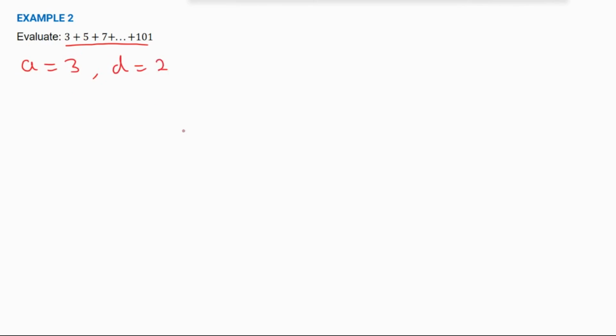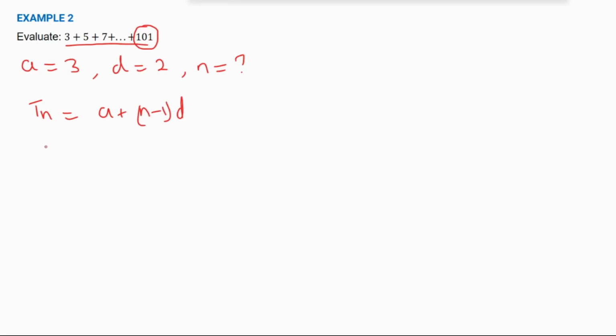But now, what is n? We don't know what n is. So how can we find n? We can find n by using the arithmetic sequence formula. 101 is the last term, so we can find what term number 101 is. Let's use the arithmetic sequence formula, Tn is equal to a plus (n minus 1)d. We just want to find what term 101 is.